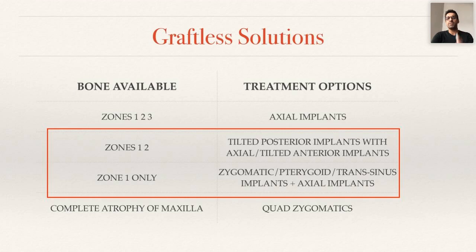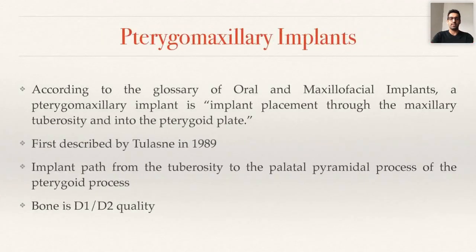So for the purpose of this webinar, what we're going to be focusing on is patients with bone available in zones 1 and 2, and bone available only in zone 1, because these are the patients that I'd be looking to potentially place pterygoid implants. So what is a pterygoid implant? Well, the definition in the dictionary states it's an implant placement through the maxillary tuberosity and into the pterygoid plate. It was first described by Tulasne in 1989. So it's been around for a long, long time.